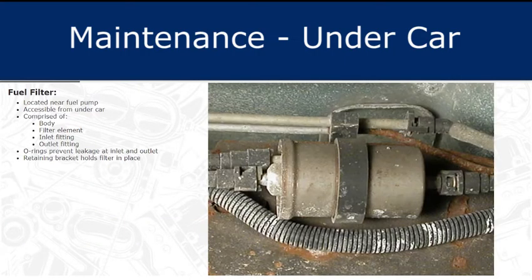In most vehicles, the fuel filter is located near the fuel pump and is accessible from under the car. A typical filter is comprised of the body, a filter element, an inlet, and an outlet fitting. O-rings or sealing washers ensure there is no leakage at the inlet and outlet. A retaining bracket holds the filter in place.